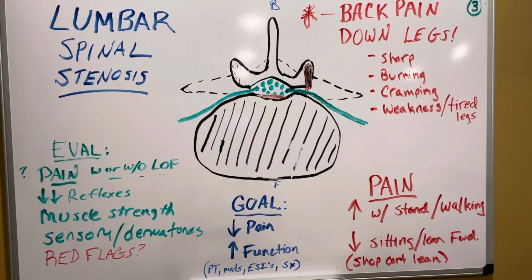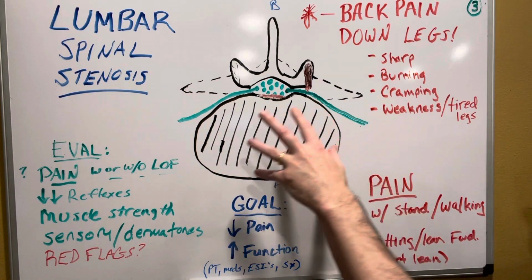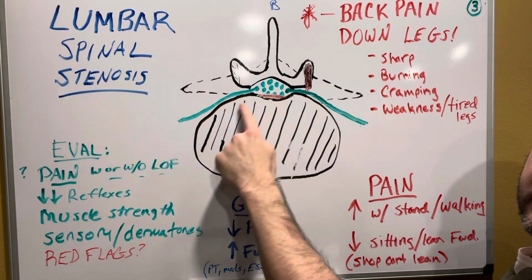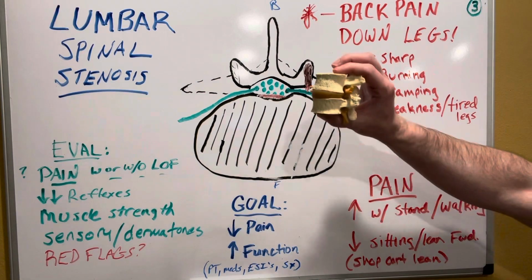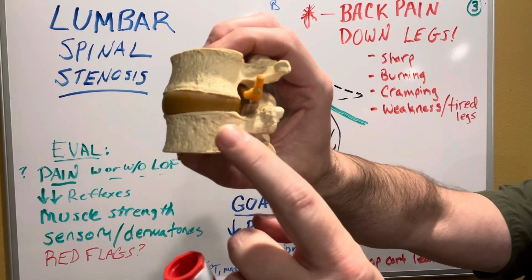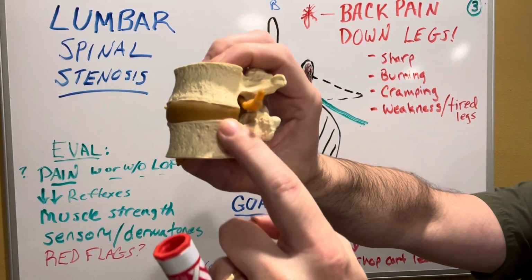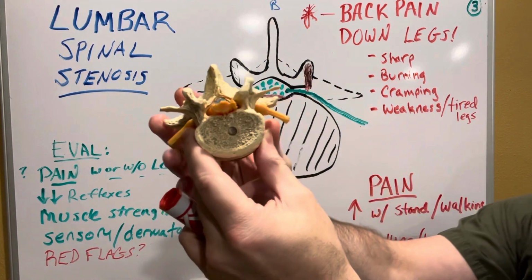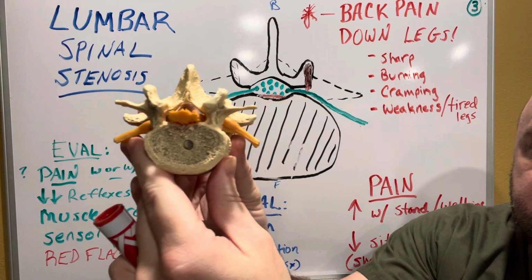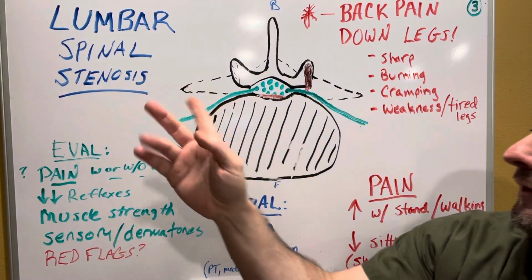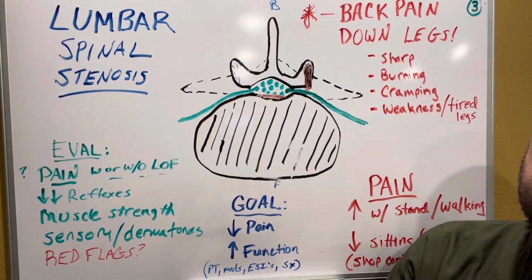Lumbar spinal stenosis, I'm going to explain the drawing here. This is the bony cube called the lumbar vertebrae, okay? It is that right there. That bone and this bone. Basically what we've done is tried to draw that. So if we were to cut you in half and look down, this is what we would see, okay?